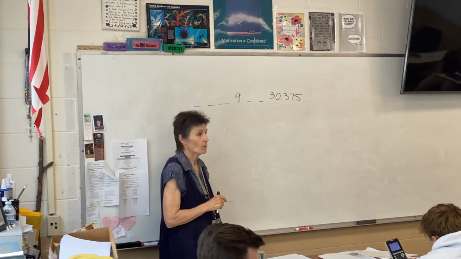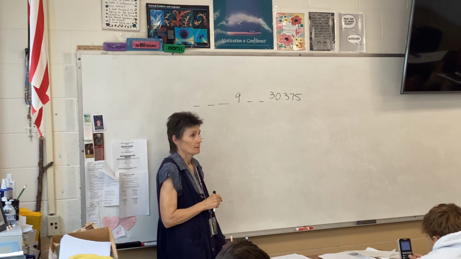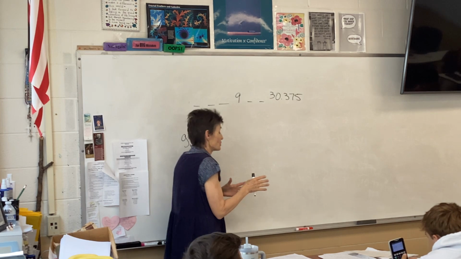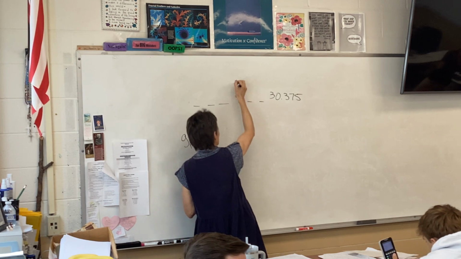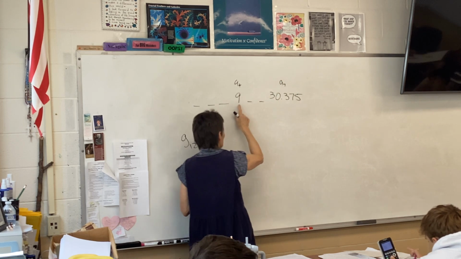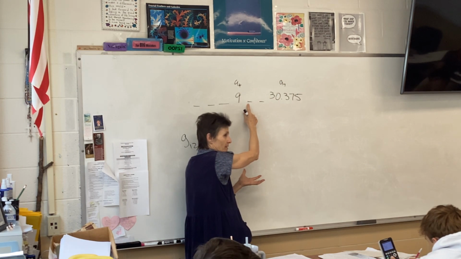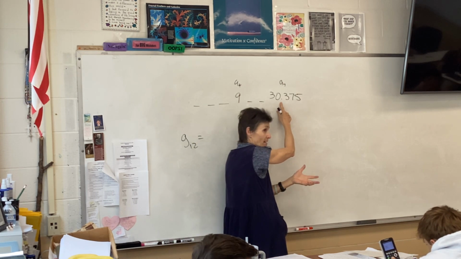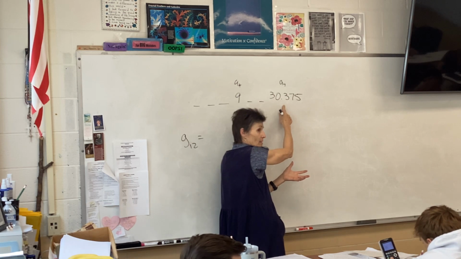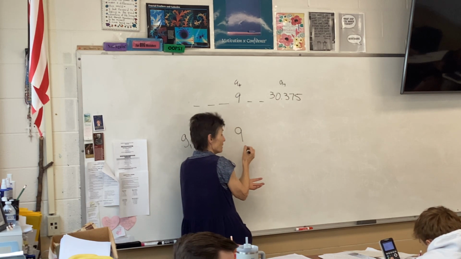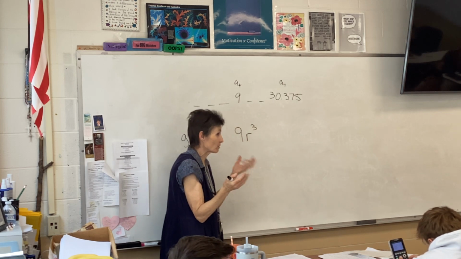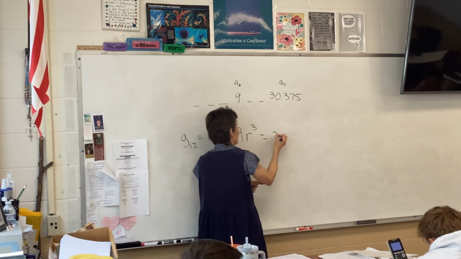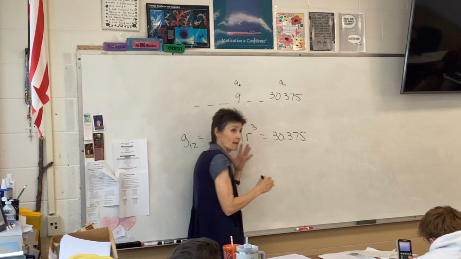What does a geometric sequence mean? We get from term to term by multiplying by the same thing. This is the fourth term, and this is the seventh term. In order to get from here to here, I multiply by something, and then I multiply by it again, and again, and I end up here. So if I take my 9 and multiply it by something 3 times, times r, times r, times r, I should end up at 30.375. Does that make sense to everybody?